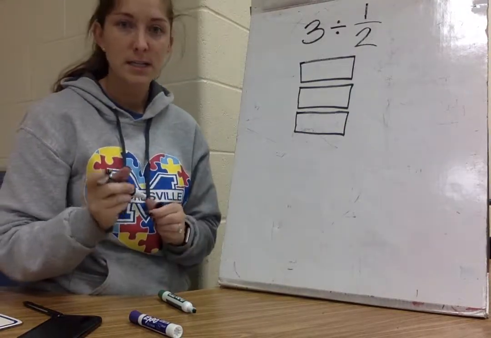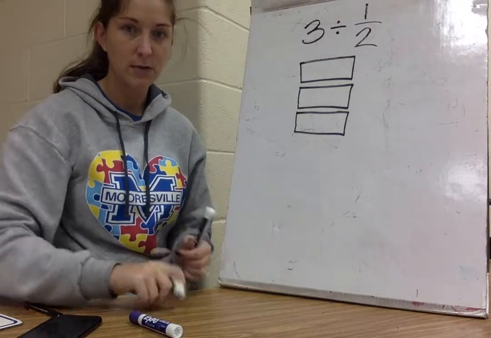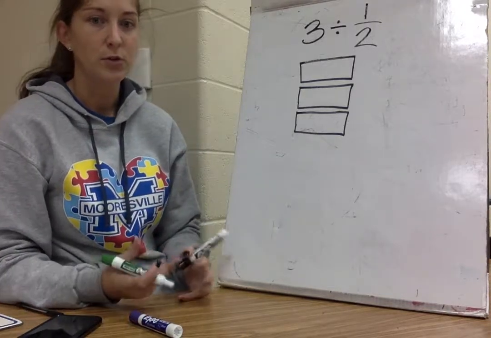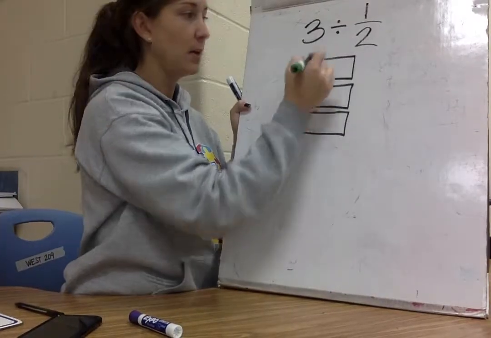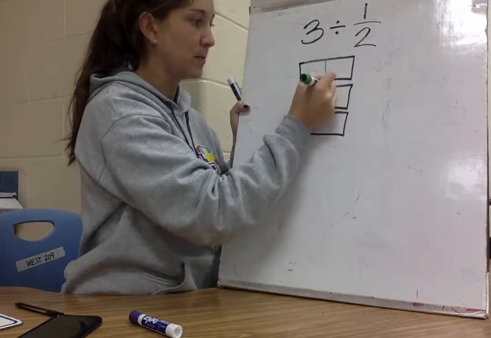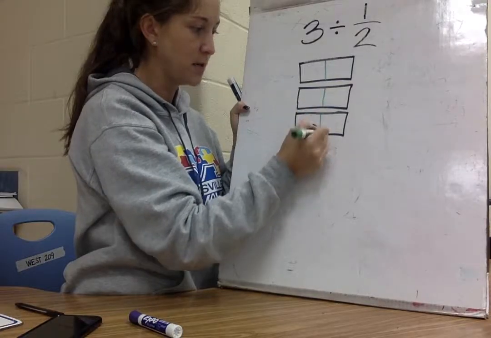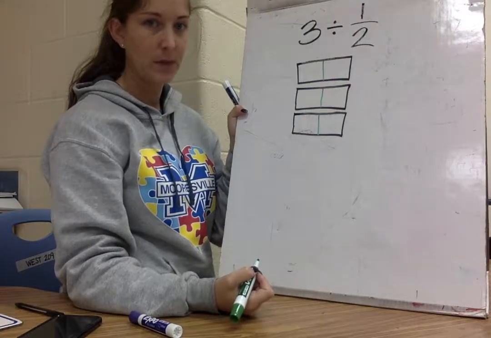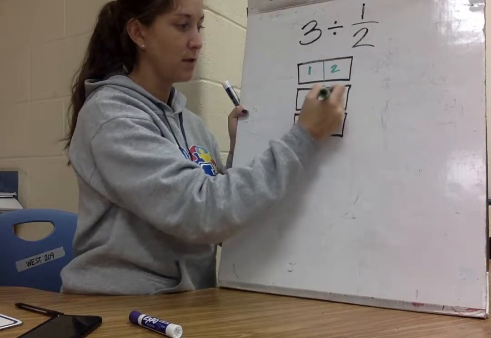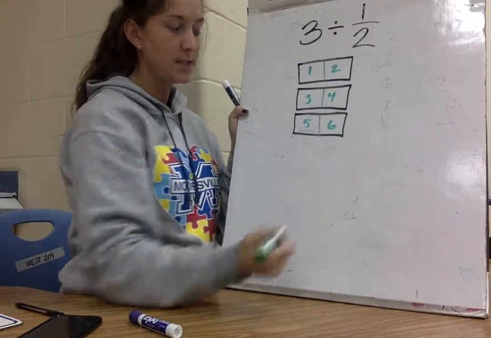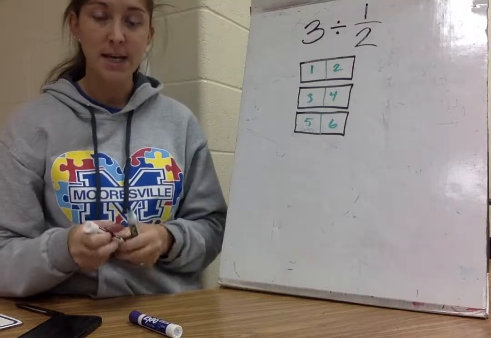And then I'm going to need to split those 3 rectangles up into what fractional piece? I'm going to have to split it up into halves. So I'm going to split it right down the center to where I have 2 pieces inside of each rectangle. Now, I've got to count my pieces. 1, 2, 3, 4, 5, 6. My quotient here would be 6.